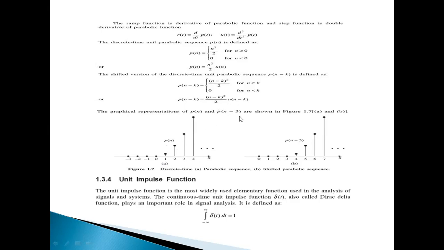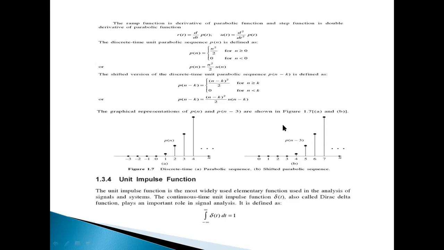For p of n minus 3, the delay is 3 samples. Three samples means the last value that was at 4 is now at 7, that is 4 plus 3. The signal is shifted 3 samples towards the right side. The value 0 is now at n equal to 3, the value at 1 you get at 4, the value at 2 you get at 5, n equal to 3 you get at 6, and the n equal to 4 value you get at n equal to 7.